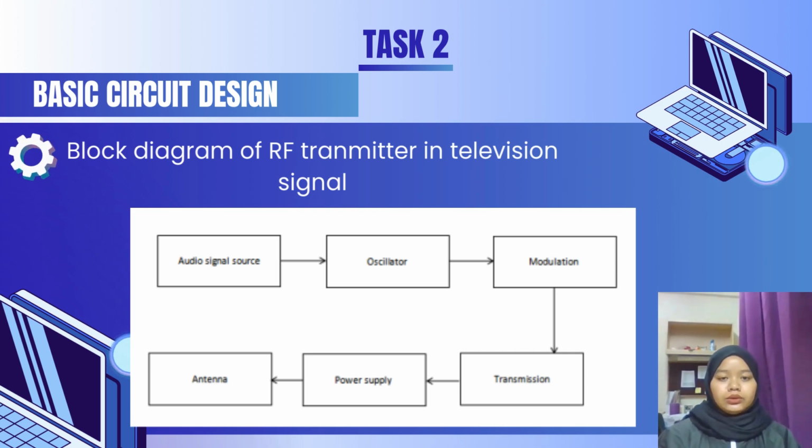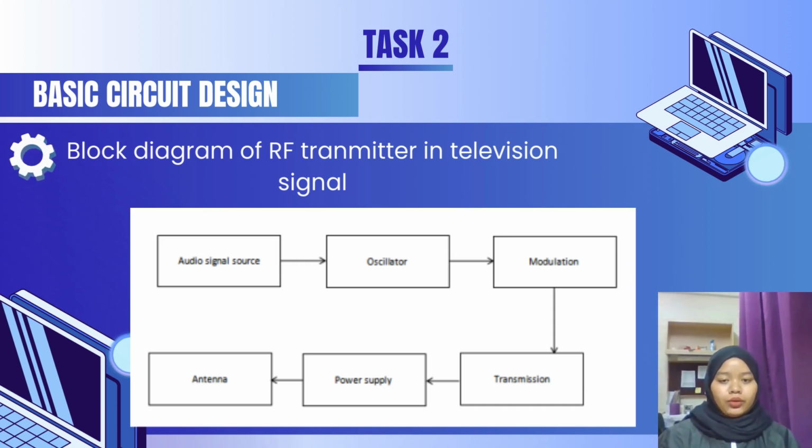This signal is sent to the oscillator, which produces a high frequency carrier signal for transmitting information. The oscillator also generates the RF signal that allows the transmission of information over long distance by modulating it with the desired data. The carrier signal is then combined with the audio signal in the modulation stage, which allows low frequency information to be carried on a high frequency carrier signal.